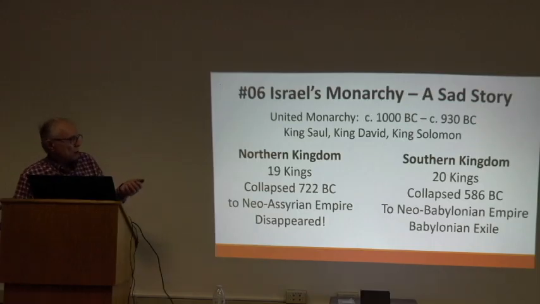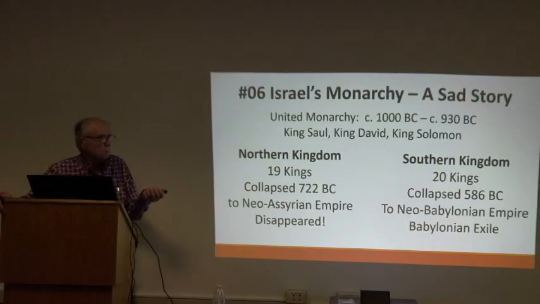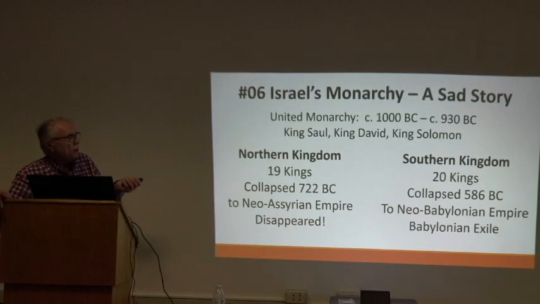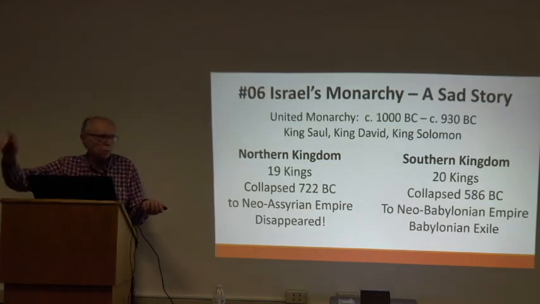Now, Israel's monarchy, and this is going to be session 6, which is next week. Israel's monarchy is a sad story. There's the united monarchy. This is the high point. King David, King Solomon, from 1000 to 930: King Saul, David, Solomon. Then it splits, and the northern kingdom has 19 kings, and finally collapsed in 722 to the Neo-Assyrian Empire, and it disappears from history, the north.